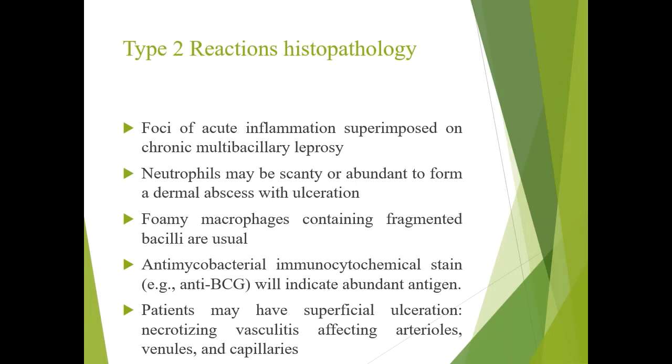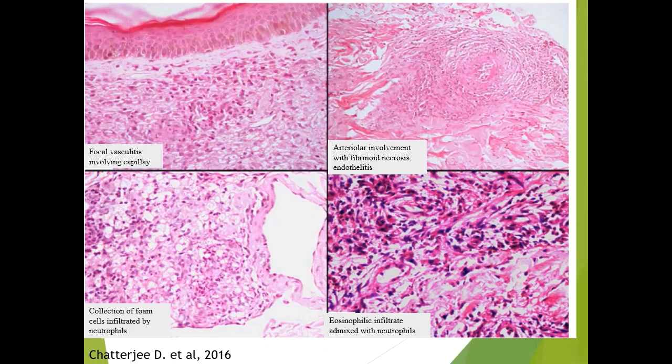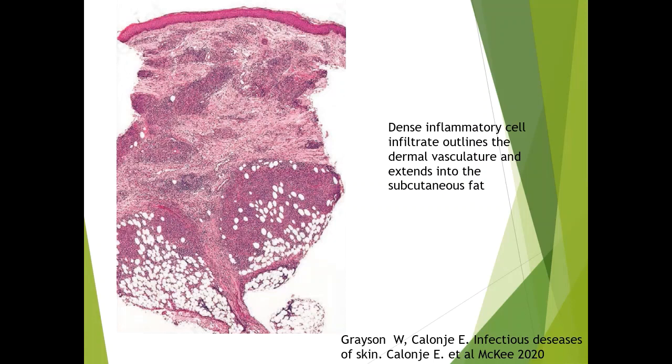In this first picture, you can see there's focal vasculitis involving capillaries. Second picture, there is arteriolar involvement with fibrinoid necrosis and endothelitis. Here, there's a collection of macrophages infiltrated by neutrophils. Last picture, eosinophil infiltrate mixed with neutrophils. In this picture, you can see there is an inflammatory infiltrate around the dermal vasculature, and inflammation extends into the subcutaneous pattern.